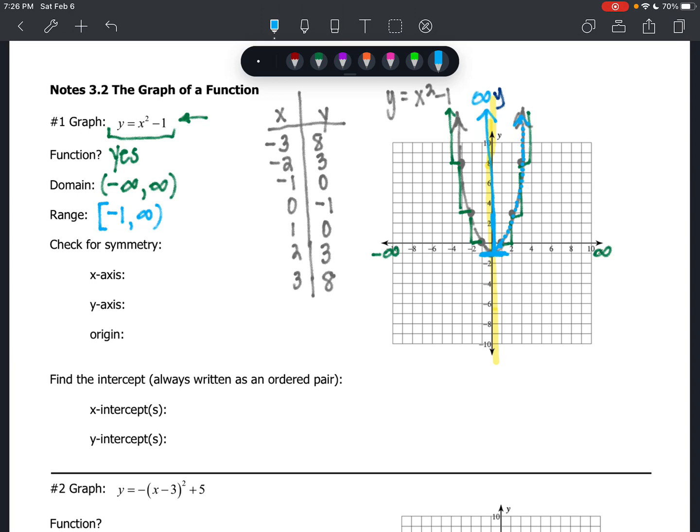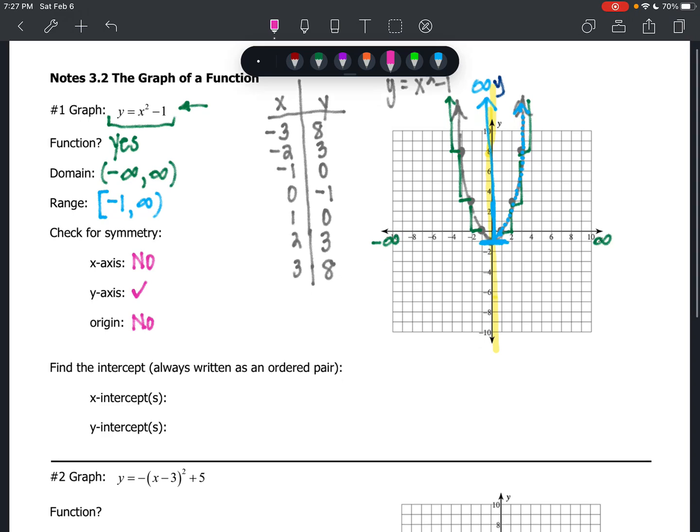Okay, so we checked for symmetry, and we know that this has y-axis symmetry. Definitely has y-axis symmetry. Does it have x-axis symmetry? Graphically is how I would look at this, and no, this does not have x-axis symmetry, nor does it have symmetry with respect to the origin. We can test that algebraically using our equation as well.